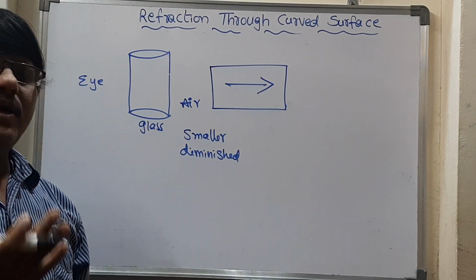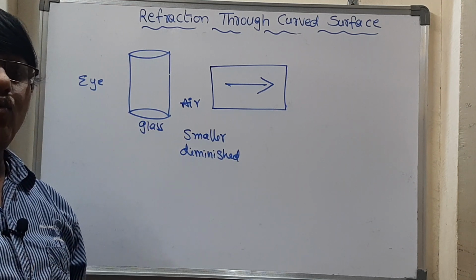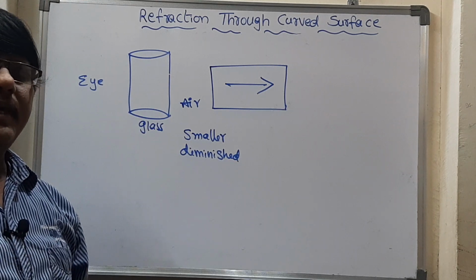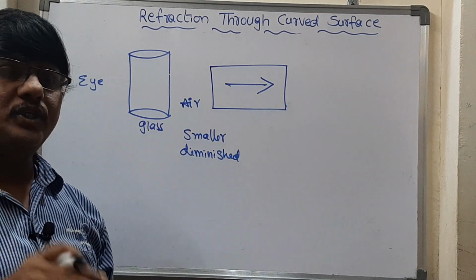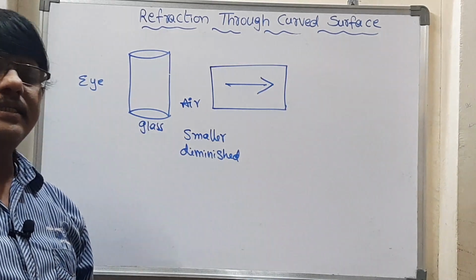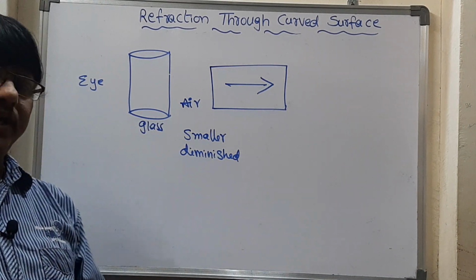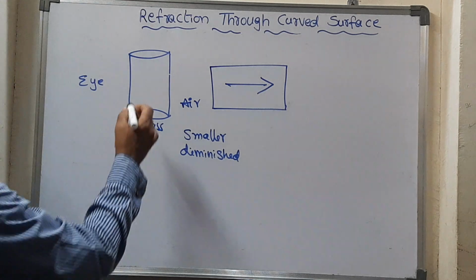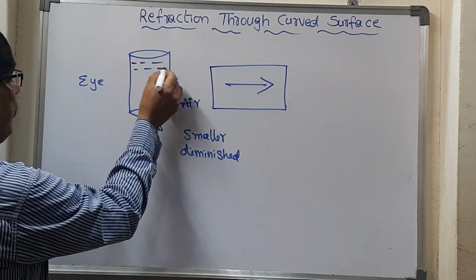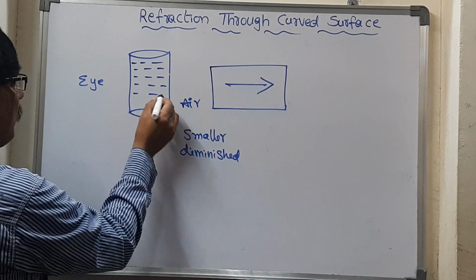Refraction means that once a light ray passes from one medium into another medium, the light ray's speed changes. Because of that, the object appears changed in its size. That is what we call refraction. Now let us do one more activity. Now let us fill this empty glass with water.